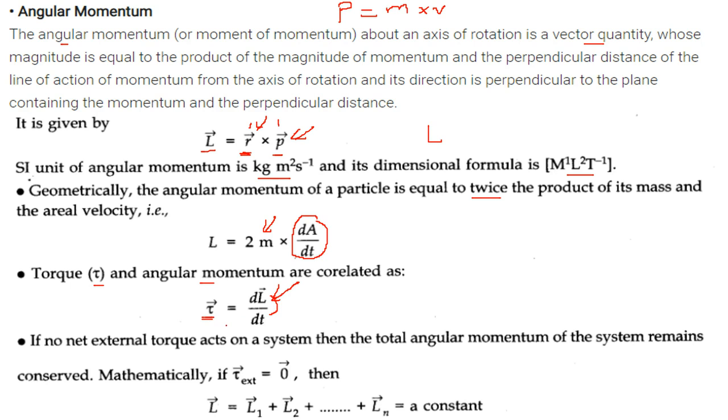If there is no external torque acting on a system, then the total angular momentum of the system will remain conserved. This is the principle of conservation of angular momentum. Mathematically, if the external torque is 0, then L1 plus L2 plus up to Ln, all these angular momenta combined, will remain constant, because there is no external torque. Whenever we are talking about angular terms, we will talk about torque, not force.